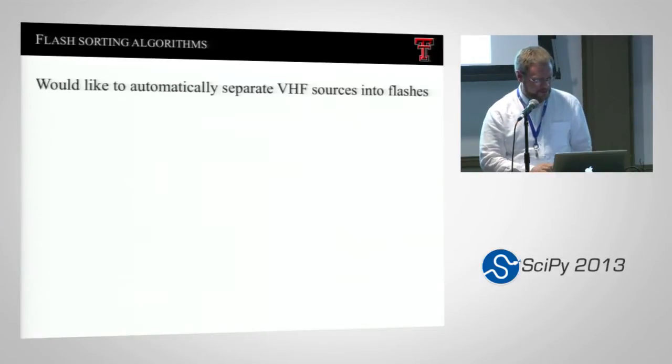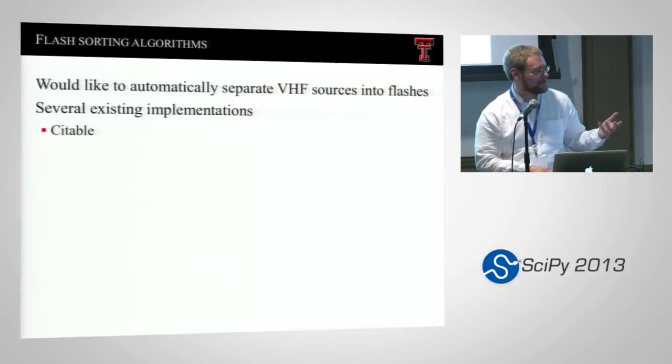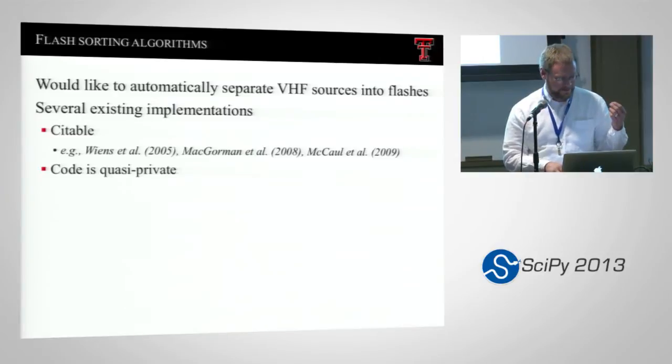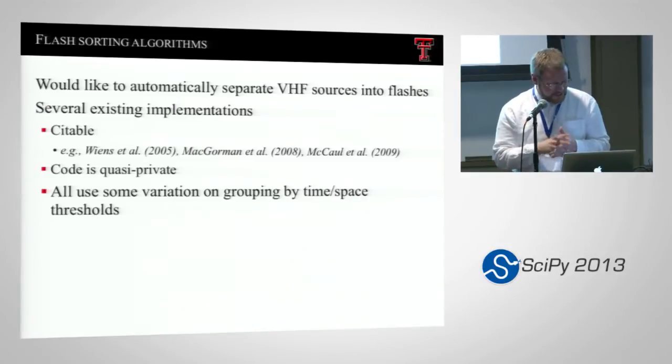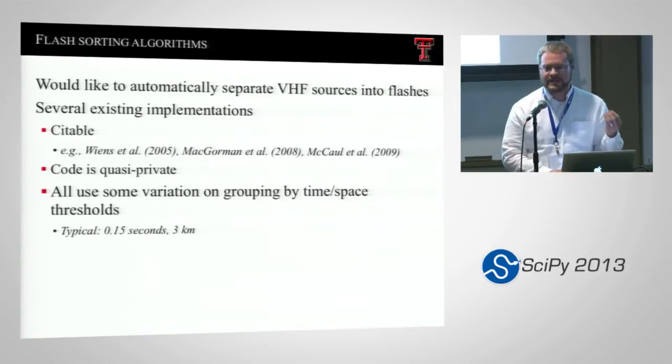So moving on to these flash sorting algorithms, I'd like to automatically separate the VHF sources into flashes. There's several existing implementations that I can go find references for in the literature. Here are some of them. As is often the case with scientific algorithms written by domain specialists, that code is all quasi-private, and so you can email someone and get a copy of their code. So that's one of the things that we'll talk about later, how we rectify that. Each of those algorithms use some variation on grouping by space and time. So just thresholds: are the points close enough that I can call them a cluster? A typical threshold is 15 hundredths of a second and 3 kilometers.